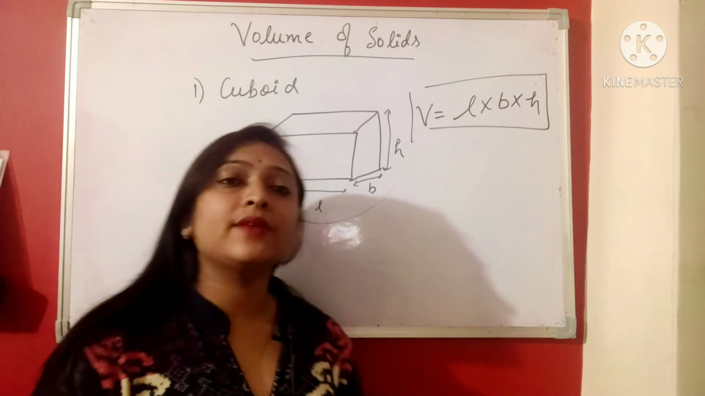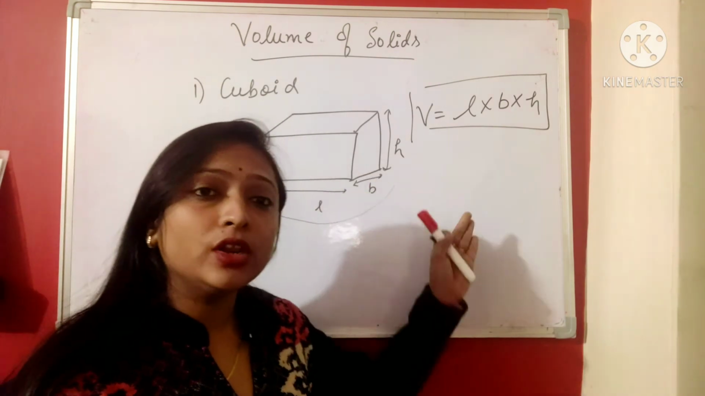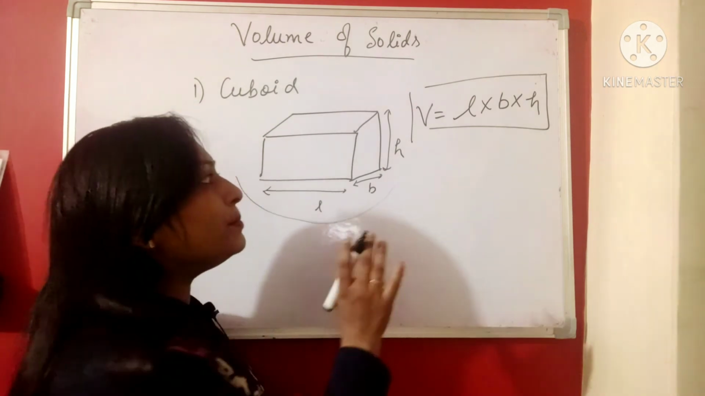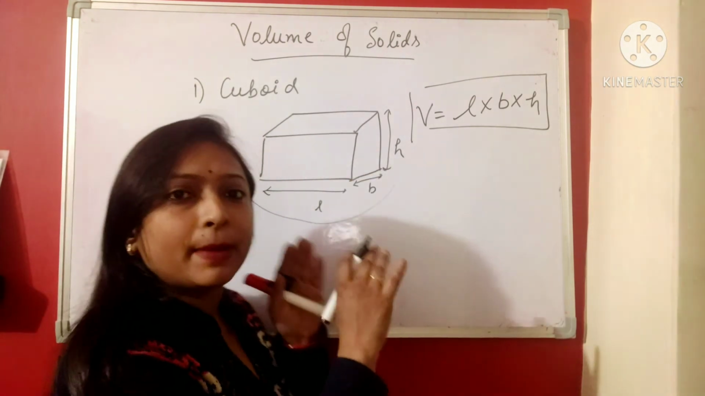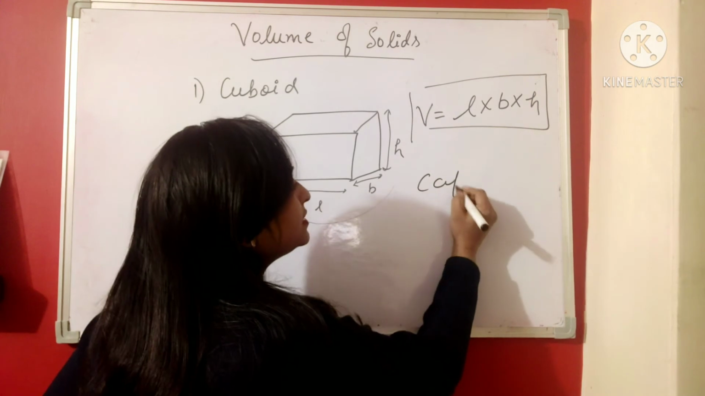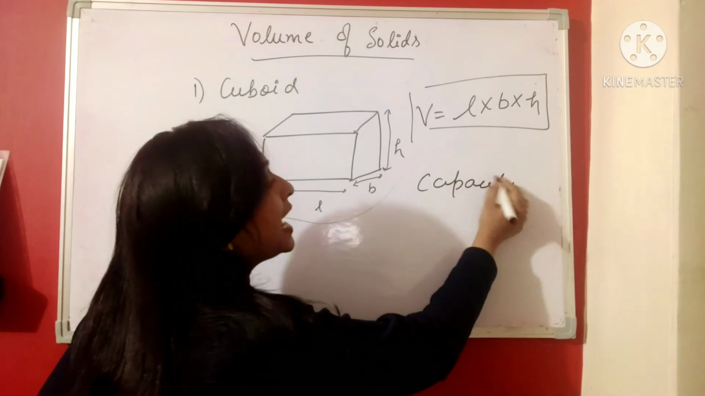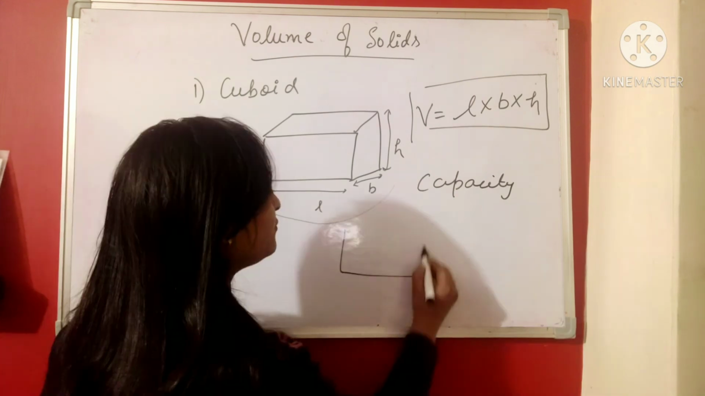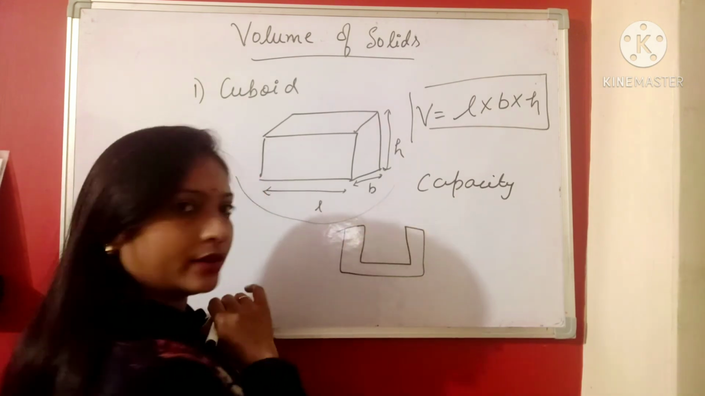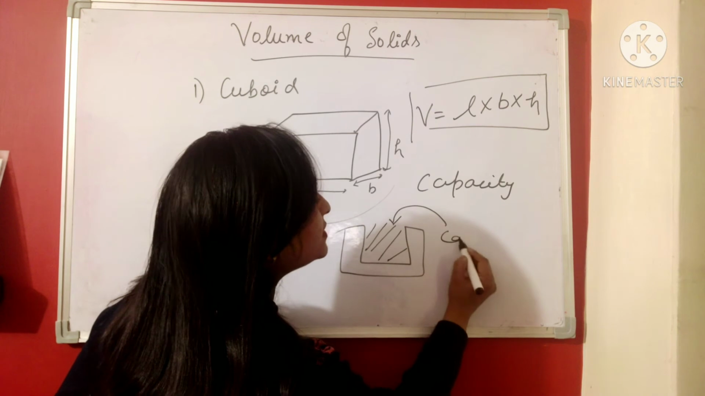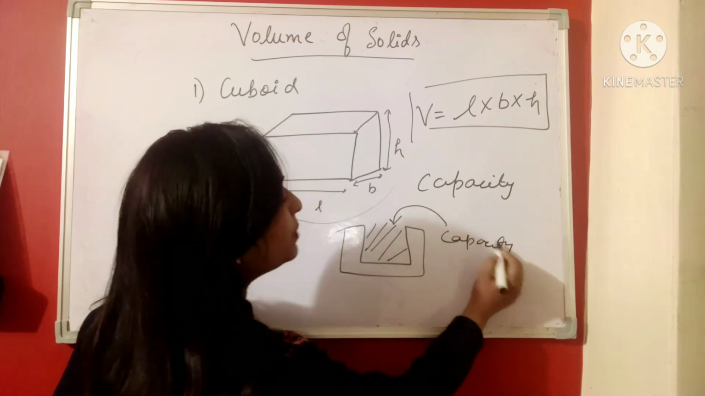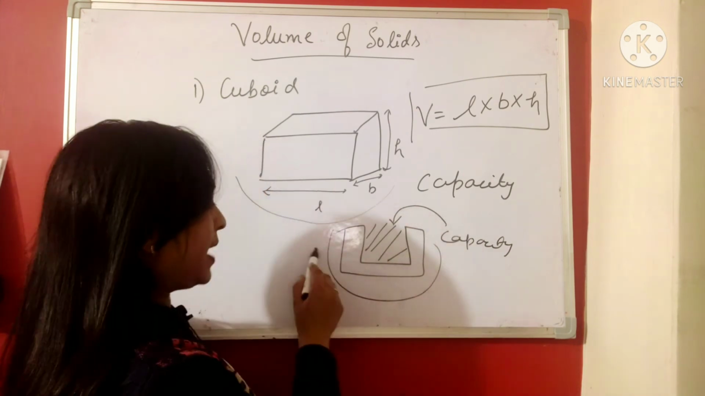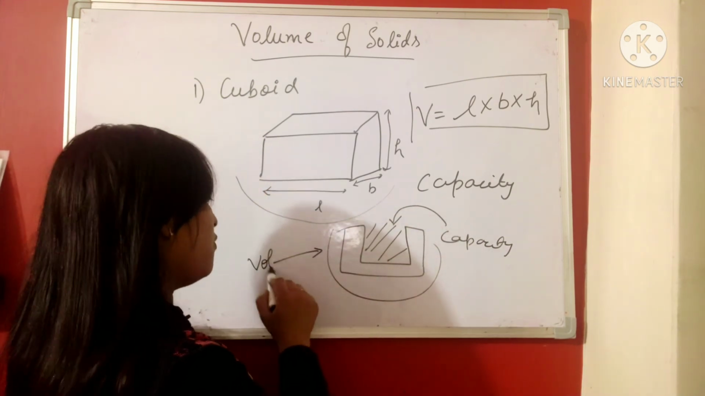Now one more thing I would like to make very clear. Volume and capacity are two different things, right? Volume means the space occupied by any object. What is capacity? Capacity means how much volume of any quantity it can contain. I have a beaker, then it becomes the capacity, right? How much volume it can hold is capacity, and how much space it is occupying becomes the volume, right?